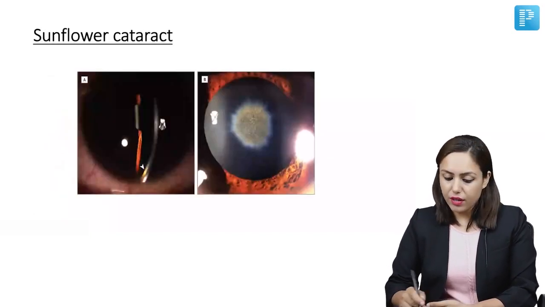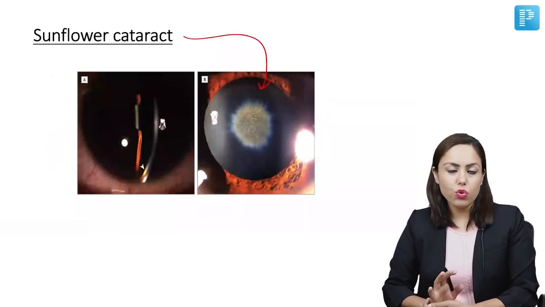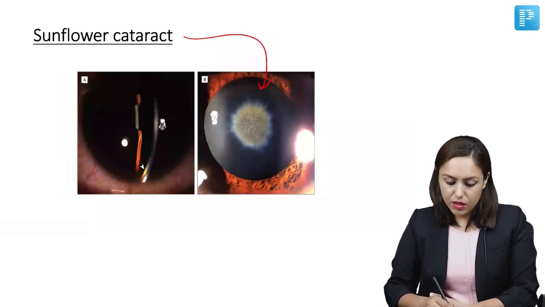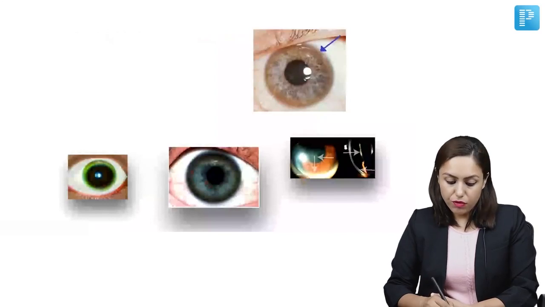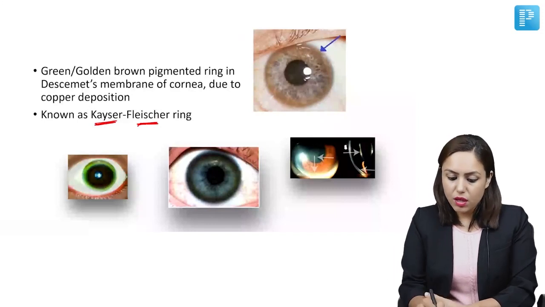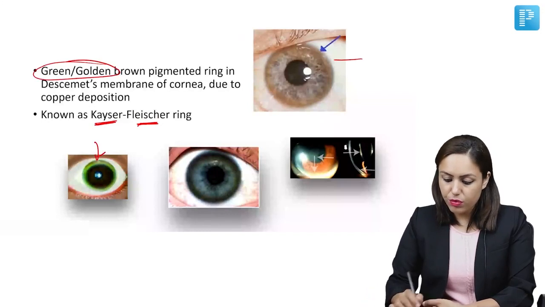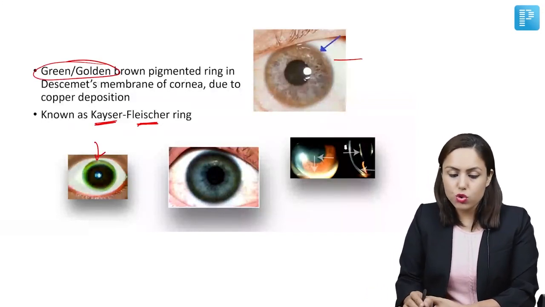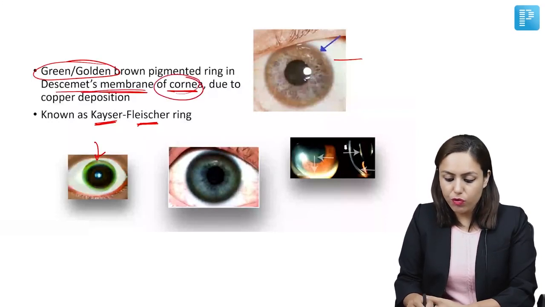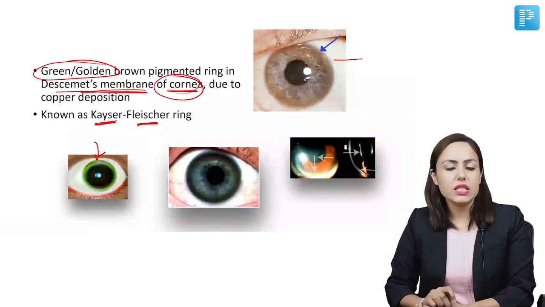First see sunflower cataract. If this kind of picture is given, you can recognize it. This occurs in Wilson's disease. Then Kayser-Fleischer rings. What are these? These are green or golden brown. So you can see green color here, golden brown color here. This is due to deposition of copper. It is seen in the Descemet membrane of cornea, right? So this is Kayser-Fleischer ring in Wilson's disease.